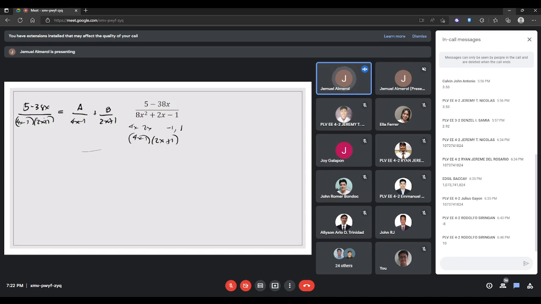This is all your LCD. So we have 5 minus 38x equal to, cross multiply again. So a times 2x plus 1 plus b times 4x minus 1. And we take the roots.